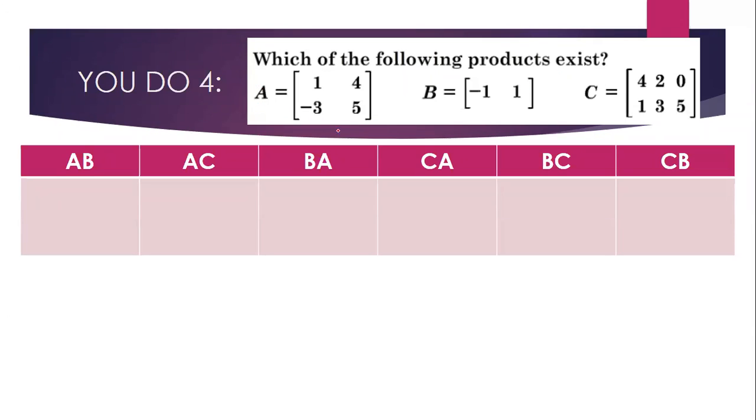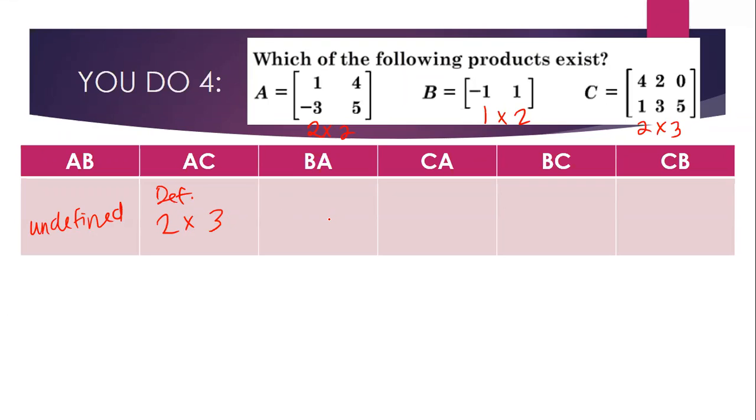Okay, so the first thing you would do is say what the dimensions are. So A is a 2 by 2, B is a 1 by 2. So there's 2 columns. And C is a 2 by 3. Okay, so if I want to multiply A times B, is that undefined or defined? 2 by 2 times 1 by 2? It is undefined. AC is defined, and it would make a 2 by 3.